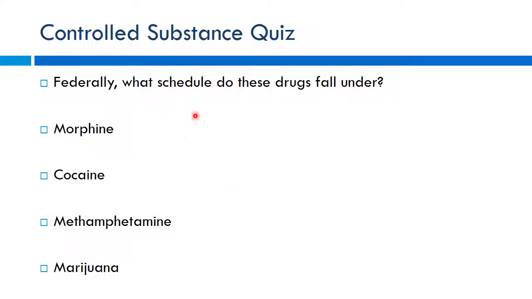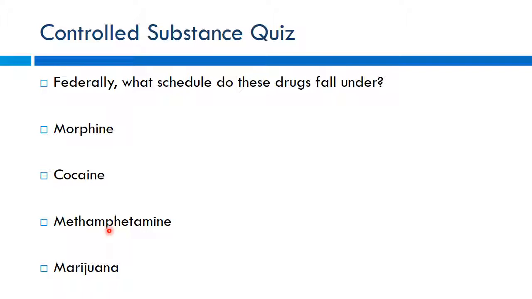Okay, so I probably answered some of these already, but federally, what schedule do you think these substances fall into? So let's say morphine. Yep, that one's a 2. So most of your opioid narcotics are going to be a Schedule II substance. How about cocaine? Already gave that one away. How about methamphetamine? It's actually a 1. So methamphetamine itself ends up being a 1, but you may find that a lot of other amphetamines, like dextroamphetamine or mixed amphetamine salts, end up being a Schedule II. So it just depends on the particular one you're dealing with.